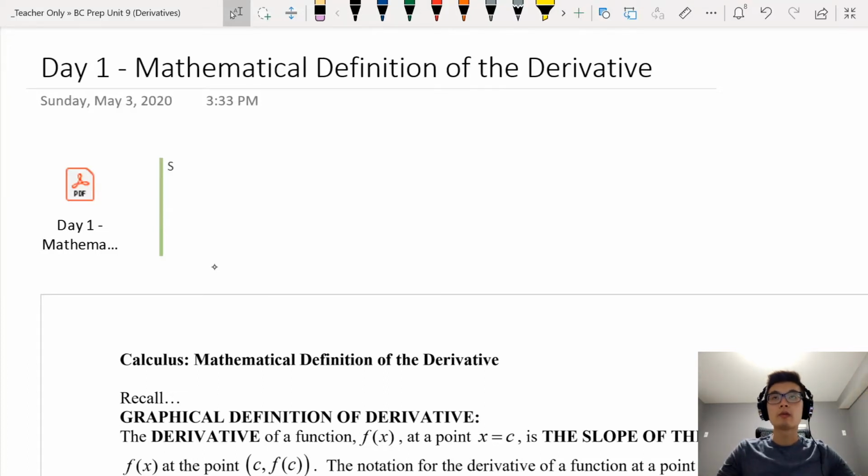All right, welcome guys to day one, mathematical definition of the derivative. Let's hope that this doesn't crash. This is my second take because the first take, the recording crashed. So thankfully it was only a couple minutes in, so I didn't lose that much time here.